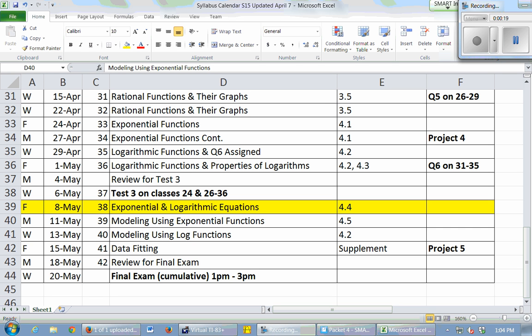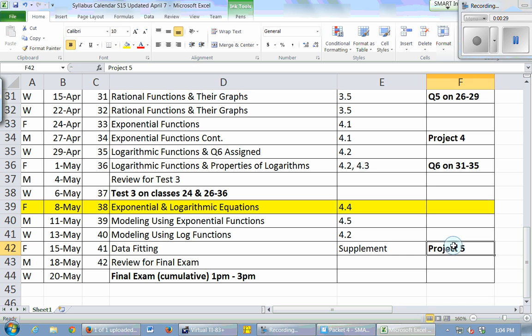We have got 4 more lessons, including today, a review for the final, and the final. The only thing between now and the final is Project 5, which will really help you for the final exam, right? So do the project.